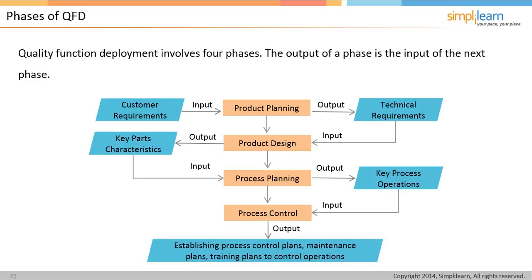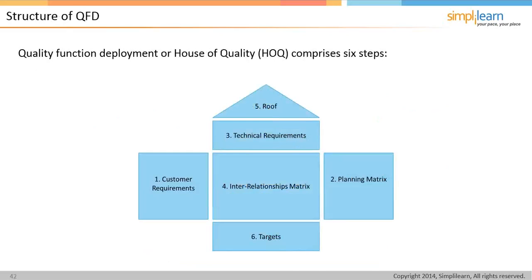So you can see at the very beginning, during the product planning, we've got customer requirements going into that. The output would be the technical requirements. The technical requirements then become the input for the next step, which is the product design. The product design produces the key part characteristics as an output, which become the input for the process planning phase. The output of the process planning phase would be the key process operations, which becomes the input for the process control, and then your output is establishing process control plans, maintenance plans, and training plans to control operations.